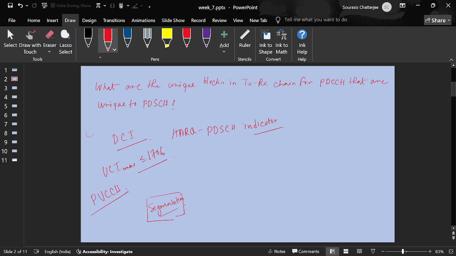So compared to PDCCH, what are the blocks that are not required here? Okay, first let's talk about those which are not required in PUCCH compared to PDCCH.